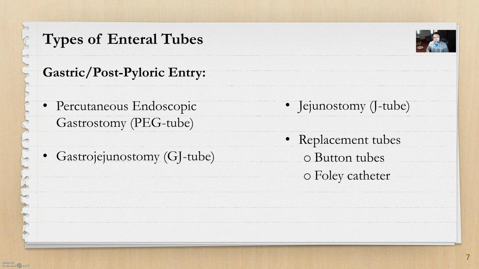And then another replacement tube is a Foley catheter. This is only in the incident that the tube comes out. This is a temporary solution until another G tube or J tube or whatever can be replaced.